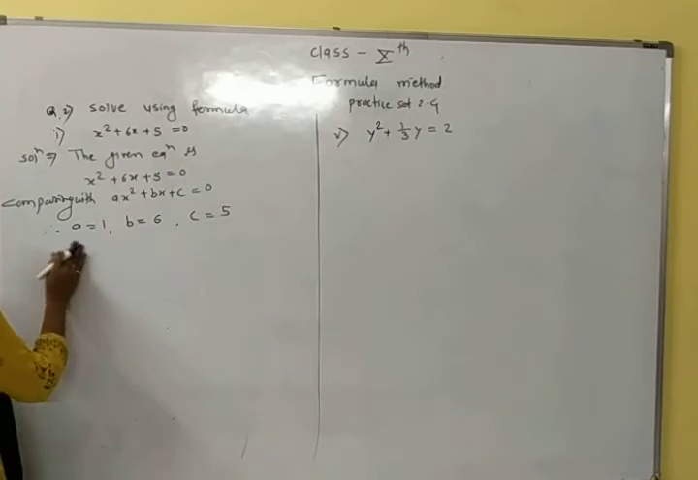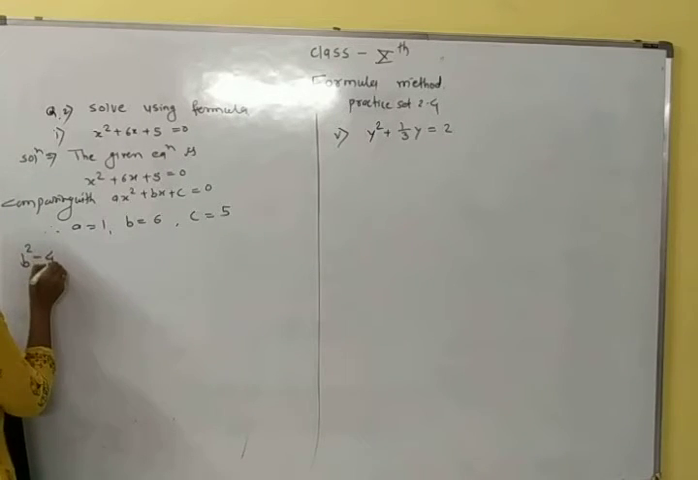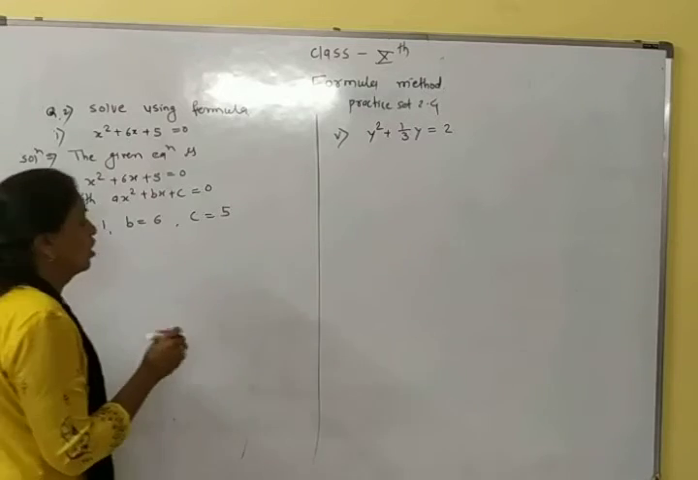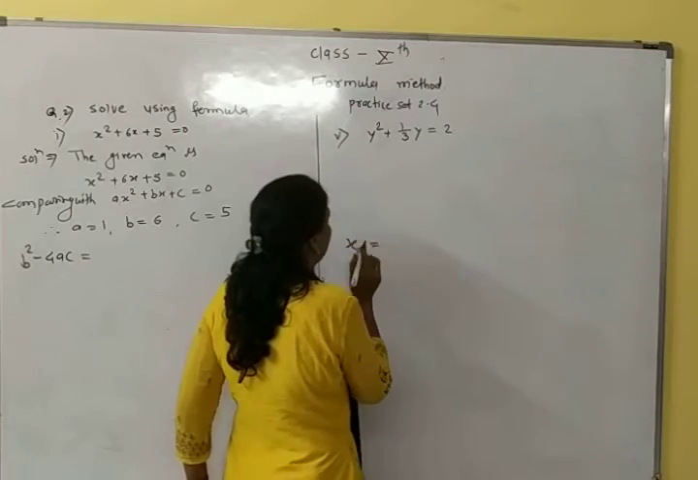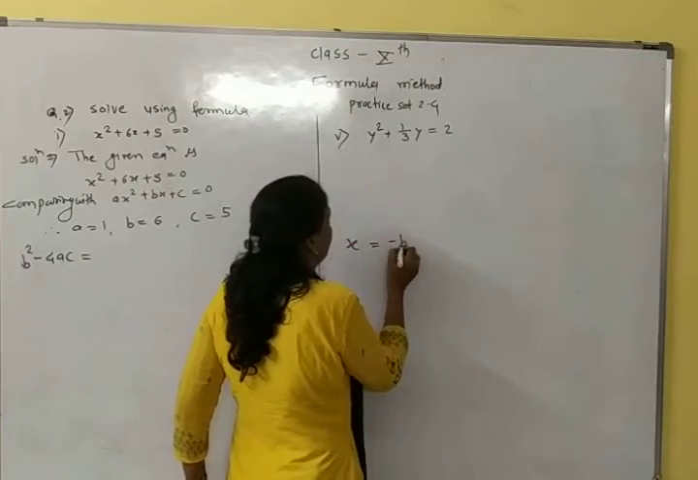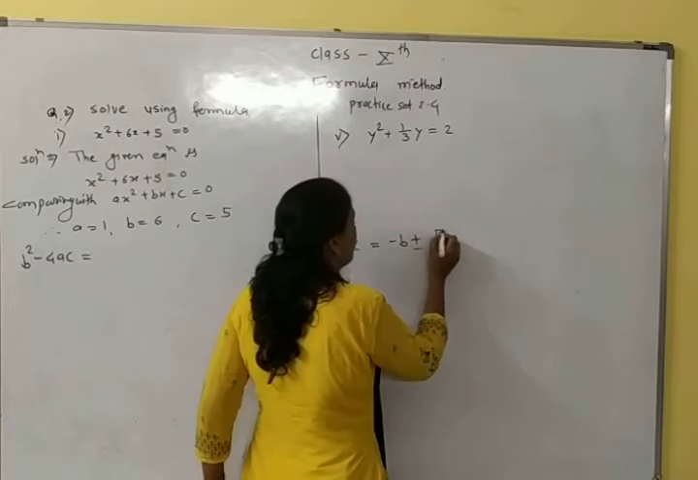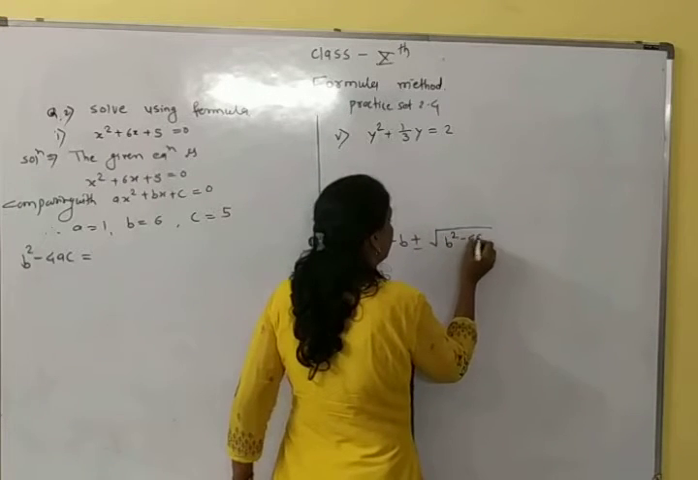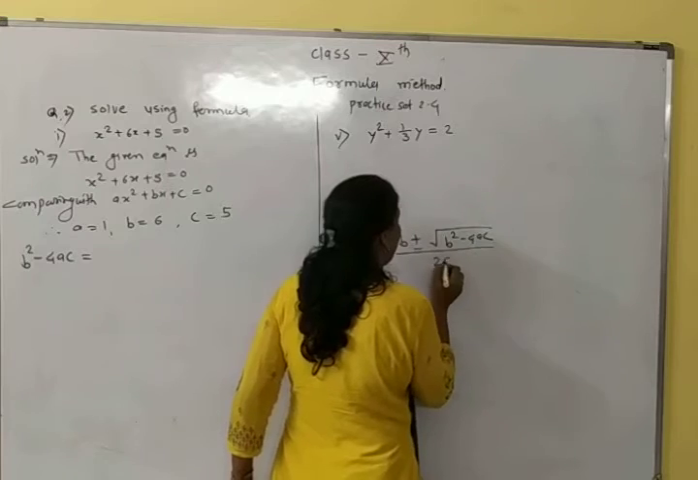Then first we have to find b² − 4ac. Our formula is x, the root, equal to (−b ± √(b² − 4ac)) / 2a.